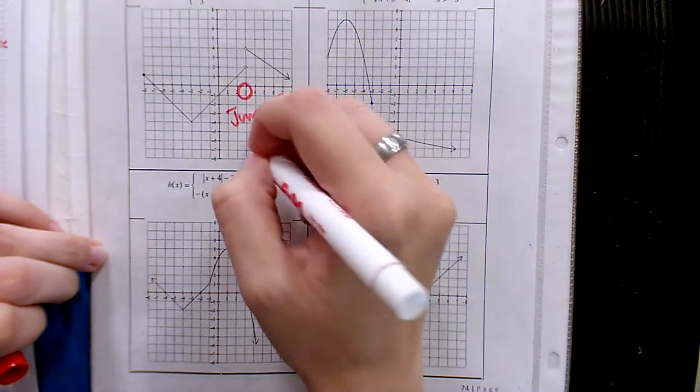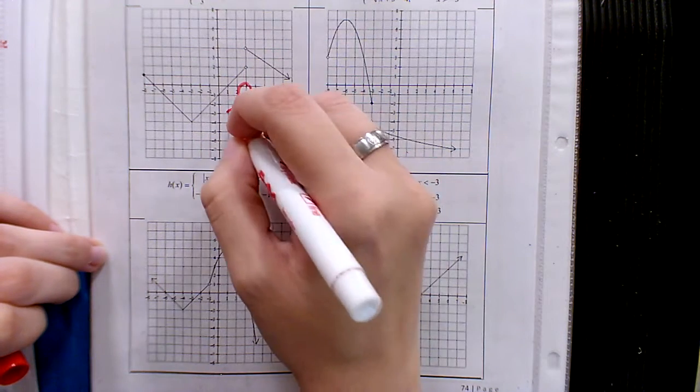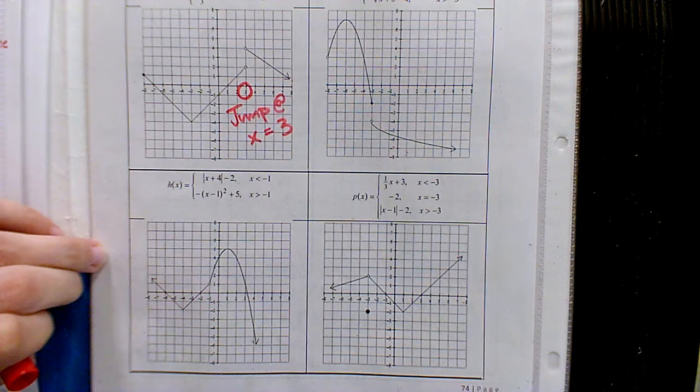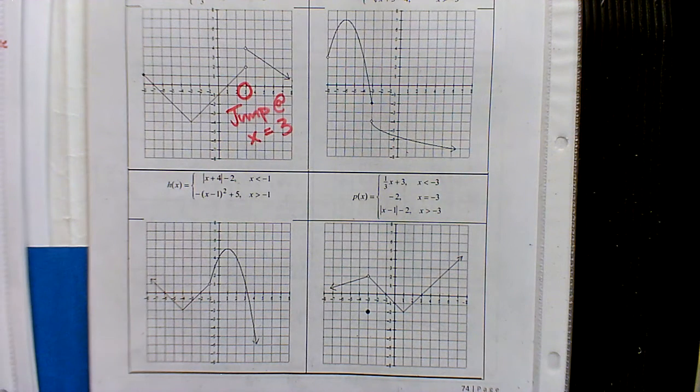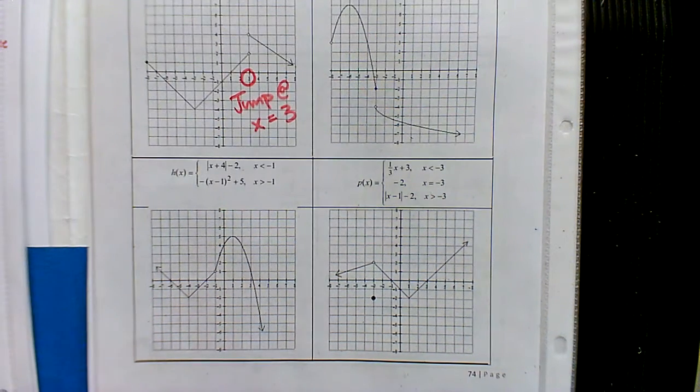So we would say we have a jump at the x equals 3 location. You're telling me exactly where it is. Notice how you have two open circles there. What about the one below it? If you were to trace that graph with your pencil, would you have to lift up somewhere?